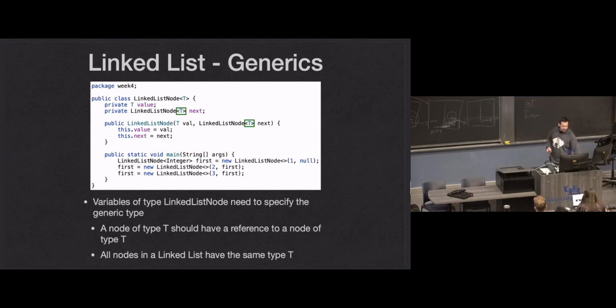On the other side of things, a linked list node of T. So a linked list node of T should have a reference to another linked list node of T. And by doing this, we're restricting a linked list to be all of one type. I can't have a linked list node of string, storing a value of a string, referring to a linked list node of double that stores a value of a double. We don't want to mix our types like that in Java.